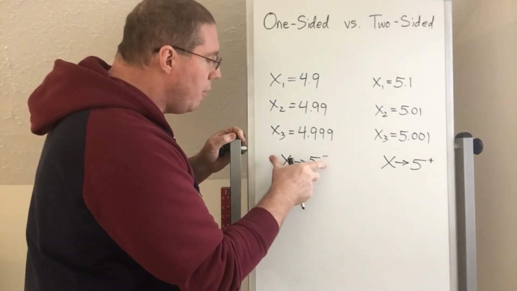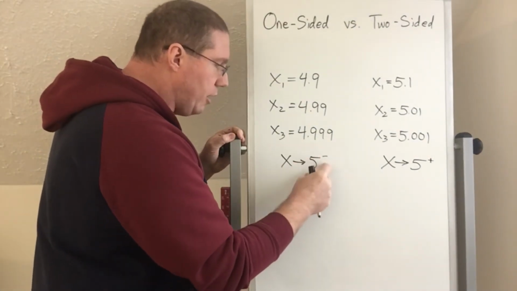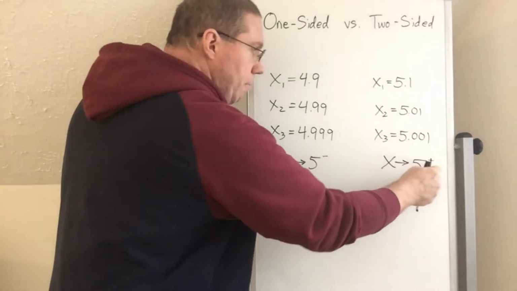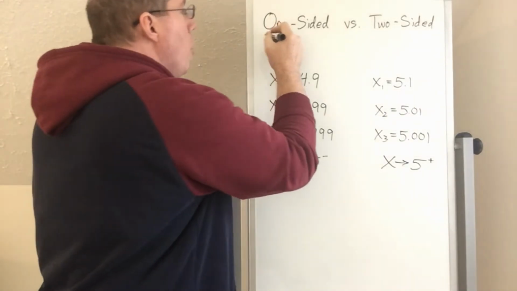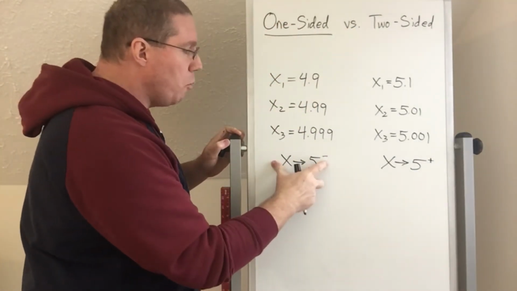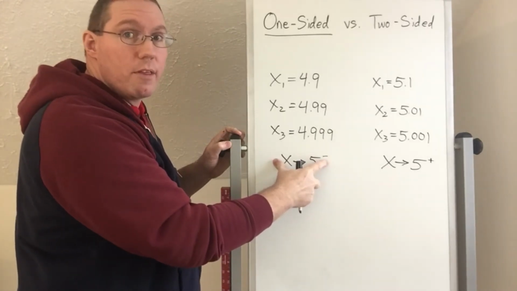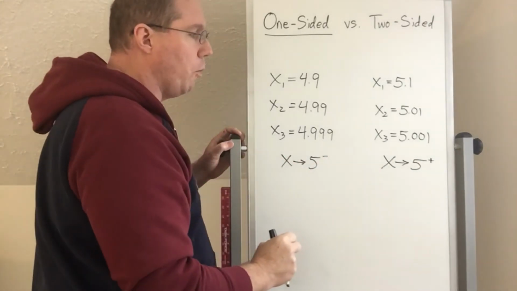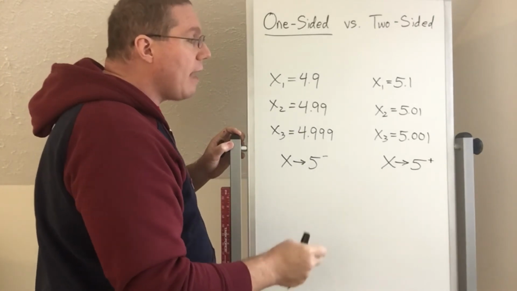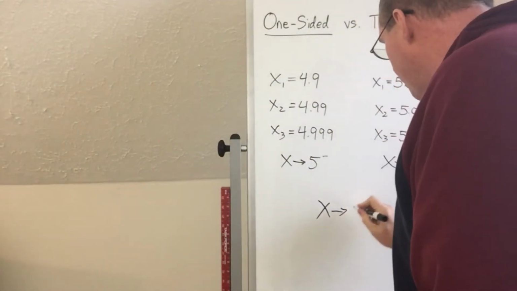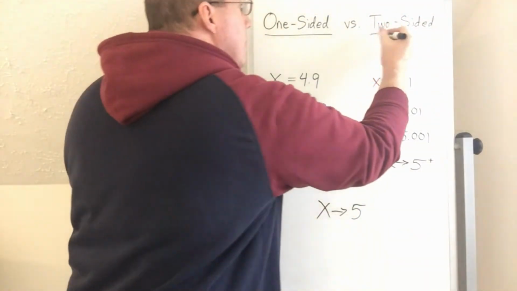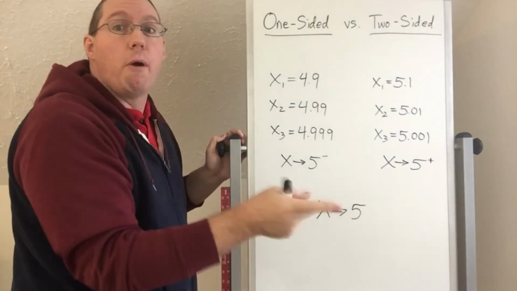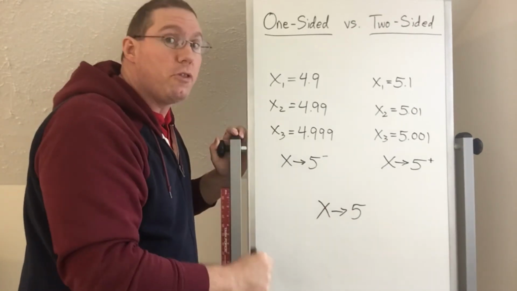When you write x approaches a number, and if you put either a minus or a plus, you're telling us only approach from one side. That is called a one-sided limit. So this is notation for a one-sided limit, and this is notation for a one-sided limit. If you do not see the notation, if you just see x approaches 5 with no notation up here, it is a two-sided limit, and what this means is to approach 5 from both sides.